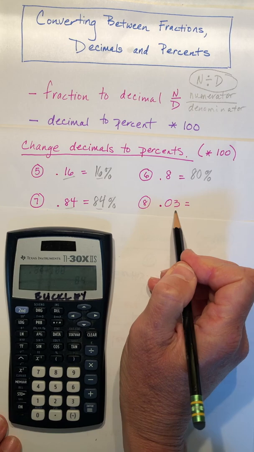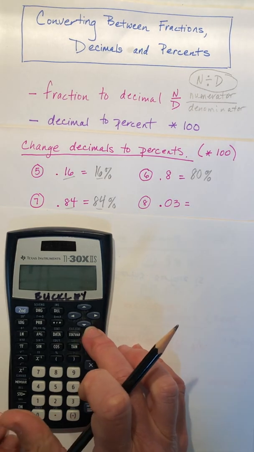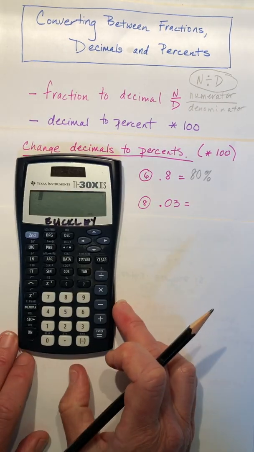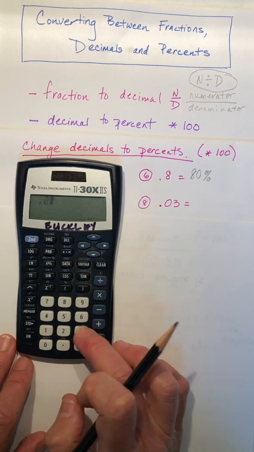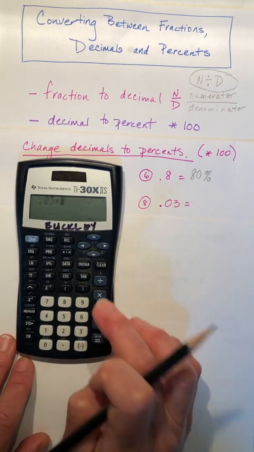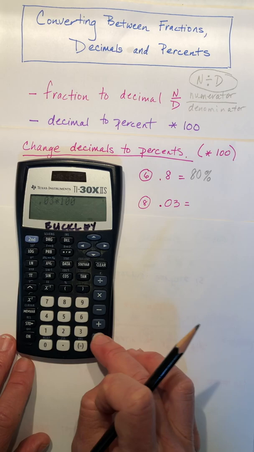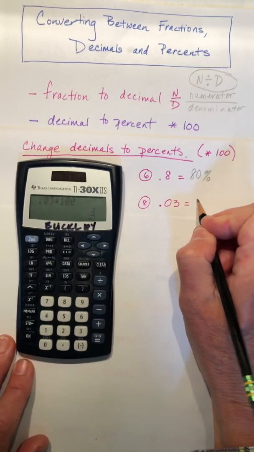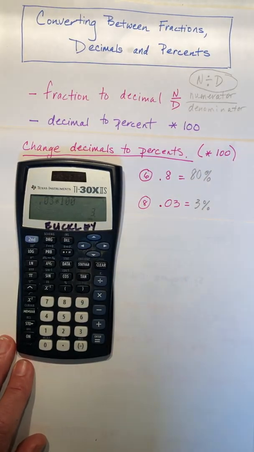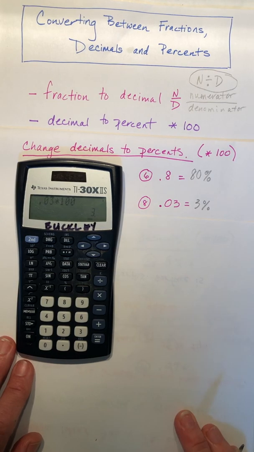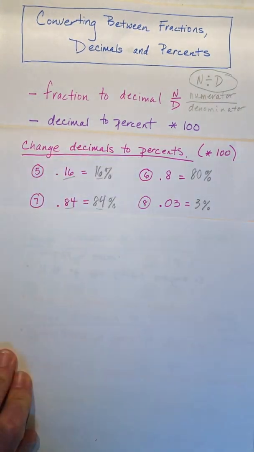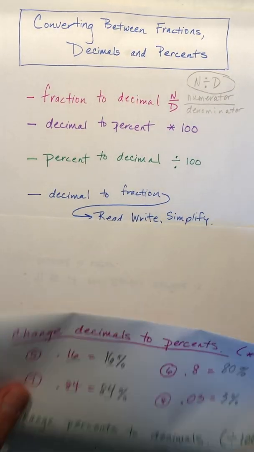Let's look at this one, 0.03. So to convert my decimal to a percent, I'm saying 0.03 times 100, which equals 3%. All right, you're doing it. You're converting between fractions and decimals and percents. Let's take a look at the next section.